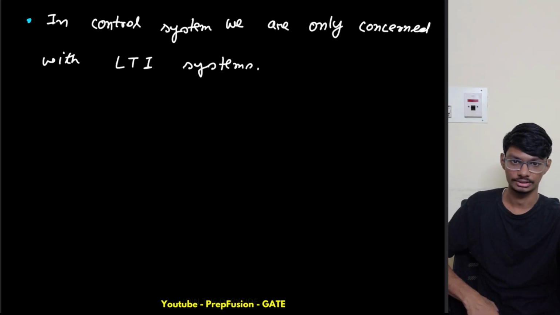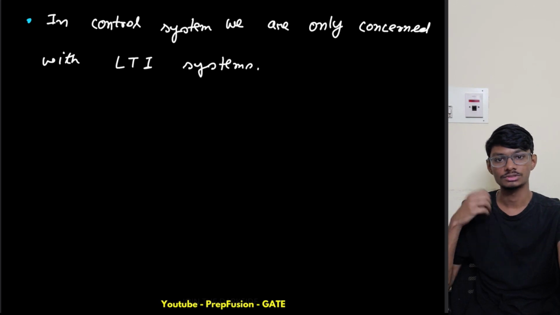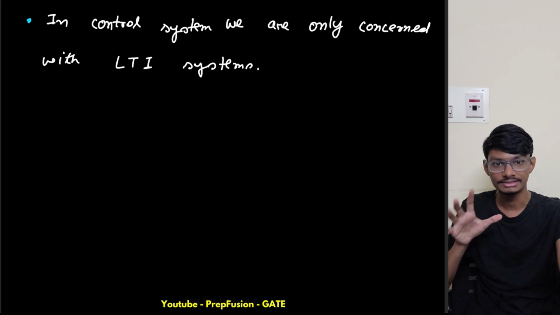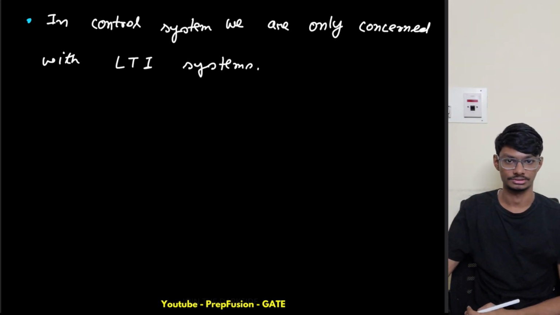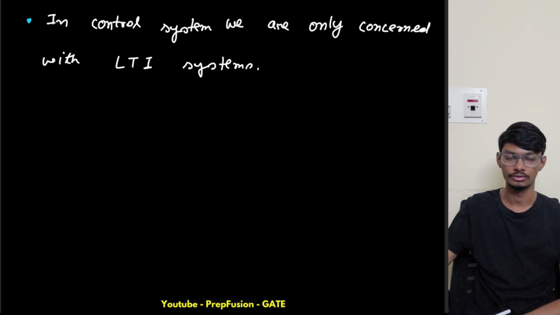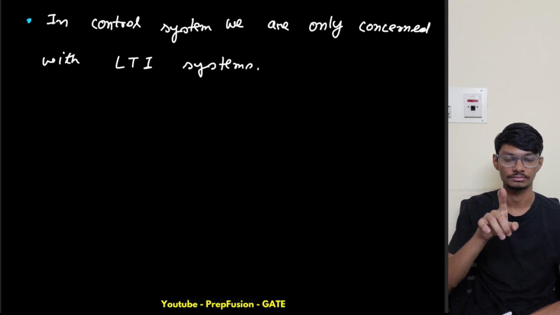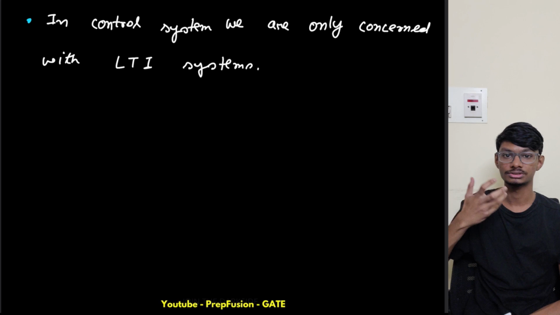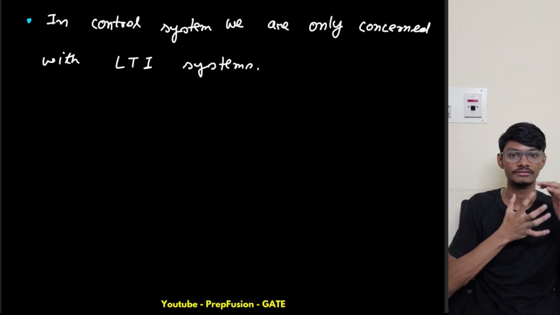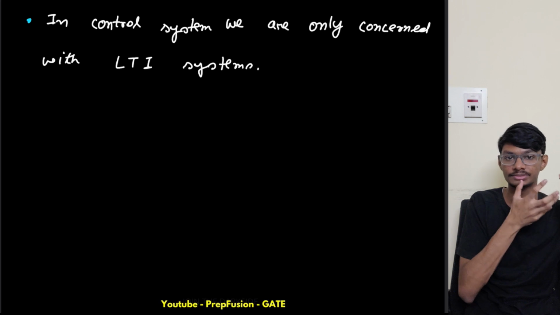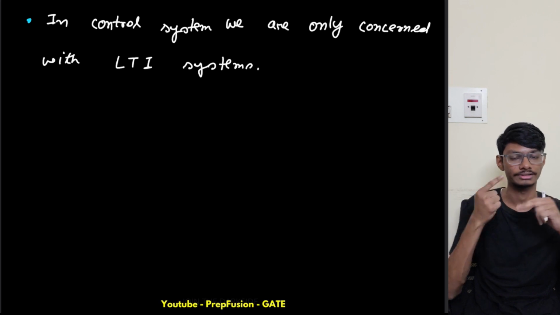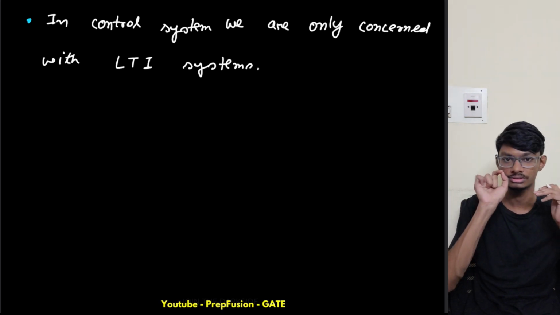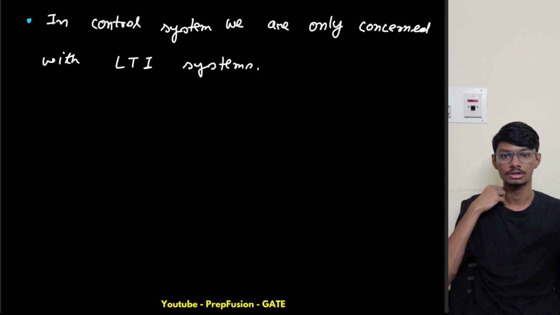Now this impulse response, what is the special property of impulse response? Basically, if you know the impulse response of a LTI system, then we can find the output for any type of excitation, whether it be unit step, ramp, sinusoid, anything. But if we know the impulse response of a non-LTI system, we can't simply write the expression for the output for any type of input. So that is the difference between LTI and non-LTI system. And don't worry, in control system we are only concerned with LTI system, so you don't even have to worry about non-LTI system.